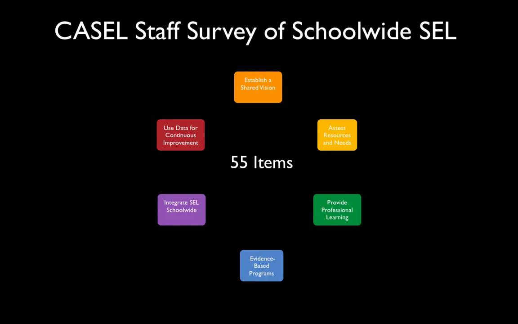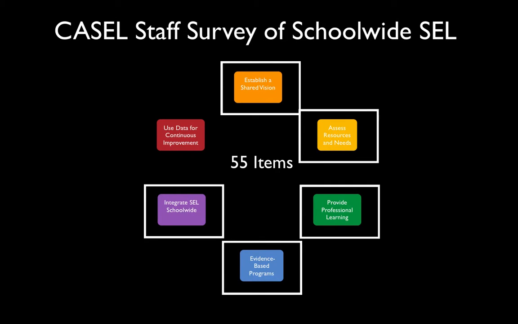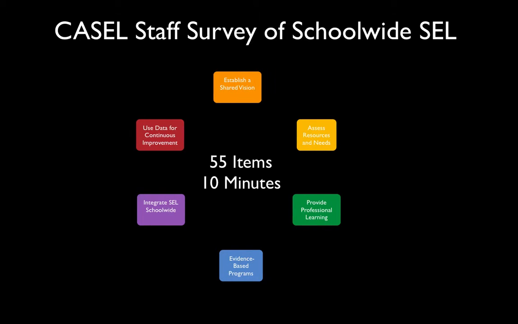The Castle staff survey consists of 55 items and takes only about 10 minutes to administer. Results from this survey offer school and district leaders insight into the school staff's perception of progress with implementing the 6 key activities of Castle's theory of action.